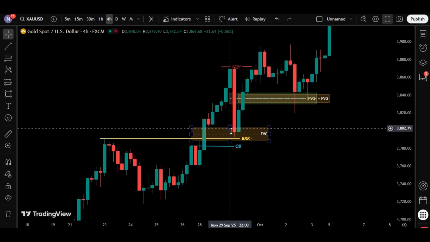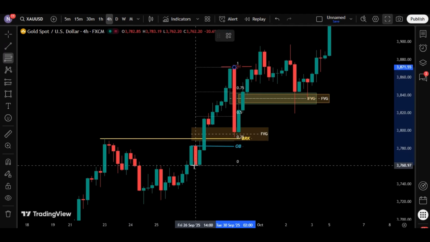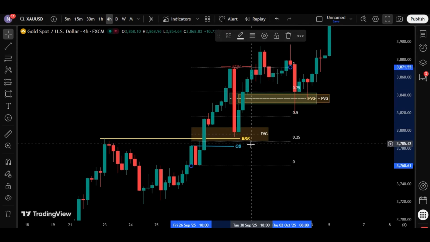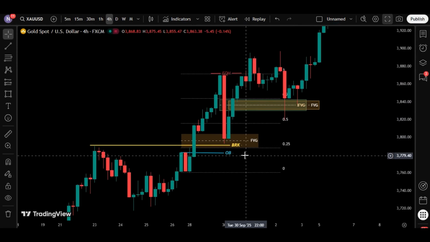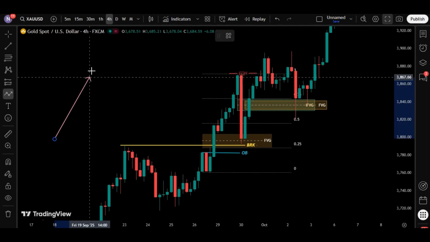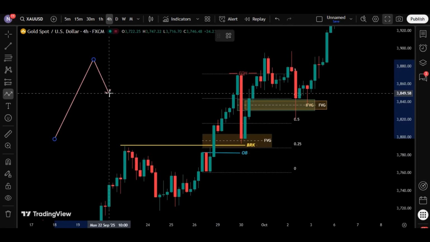Gold respected structure perfectly. It came into discount exactly as expected. Now, why discount? If you draw from this low to this high, you'll see that price reacted right around the 25% discount level. Perfect overlap. That's your swing trading sequence. Expansion, discount, next expansion. That's how the algorithm delivers price during expansion phases.